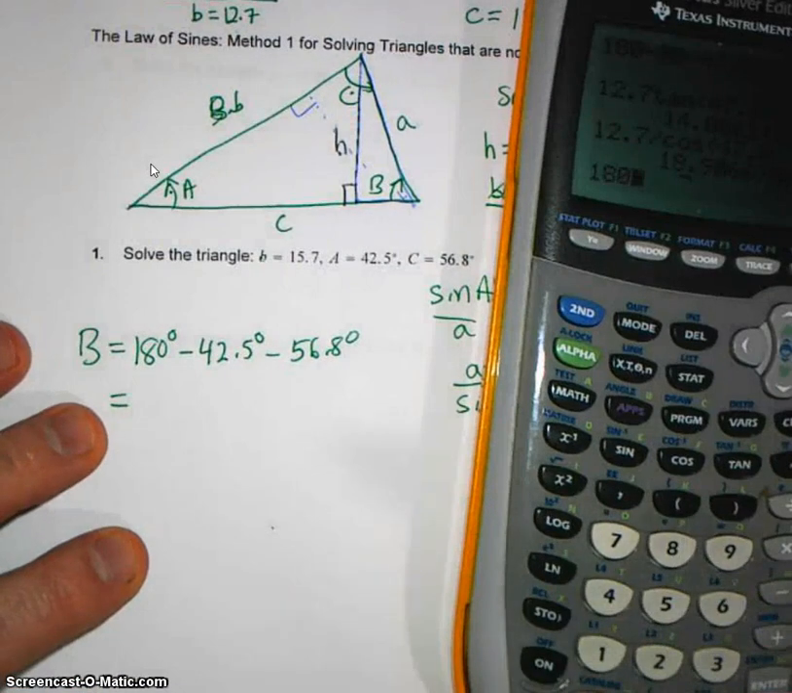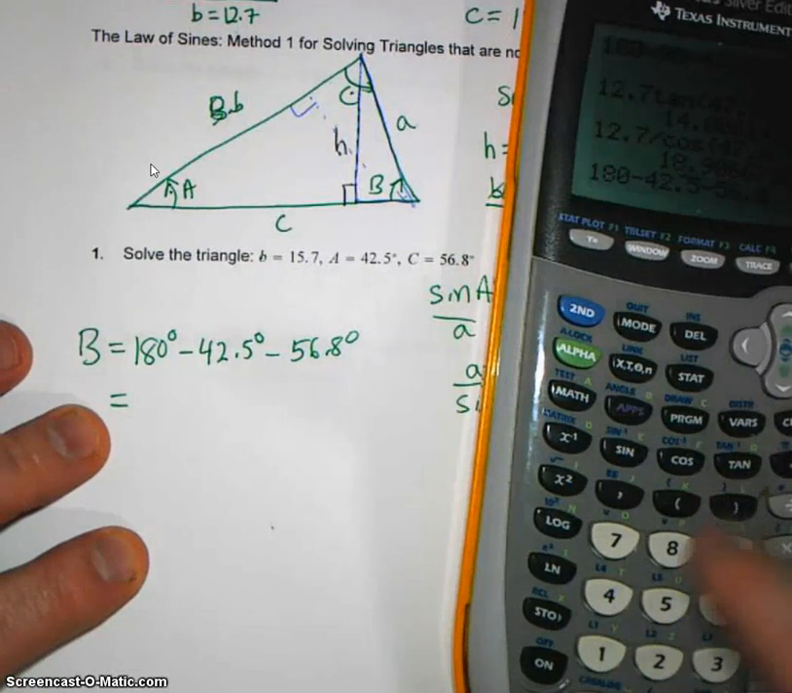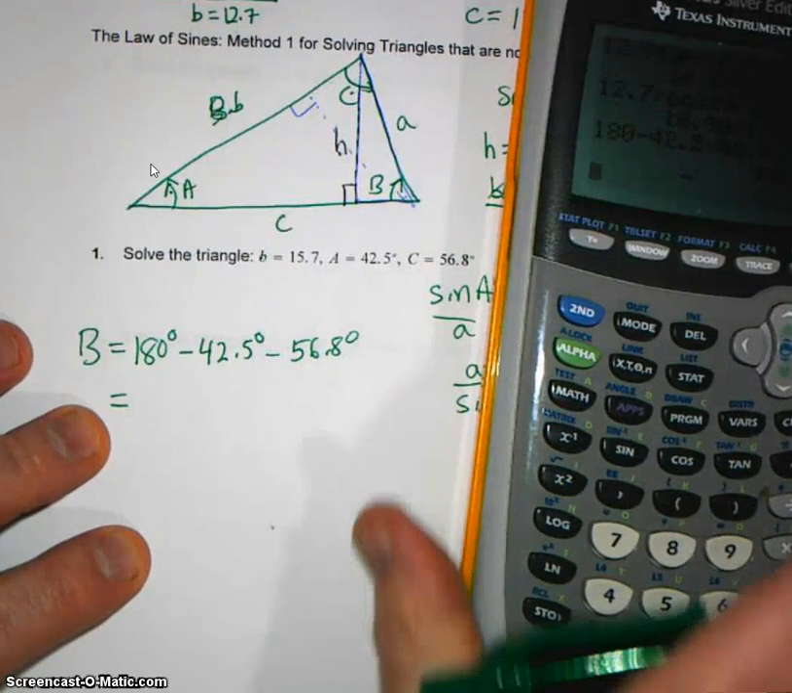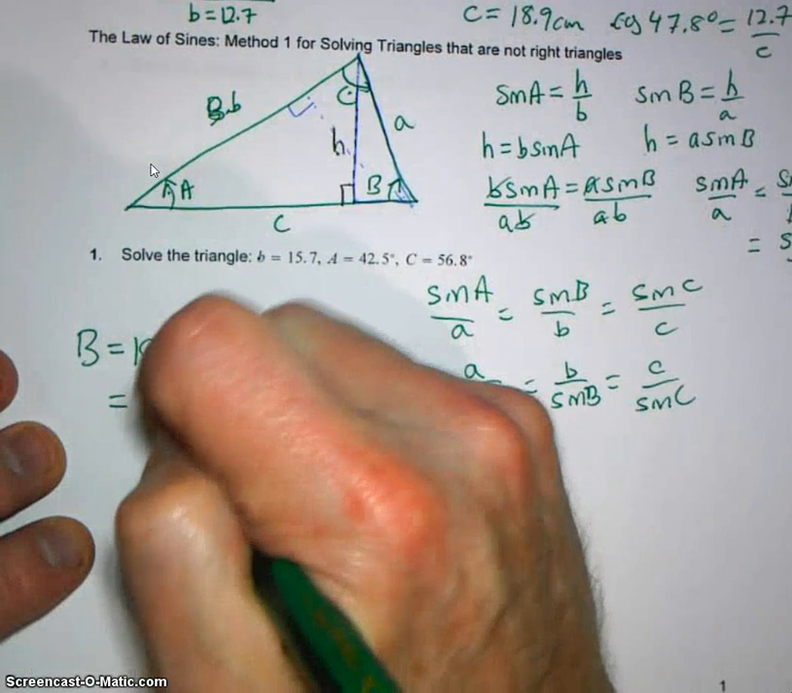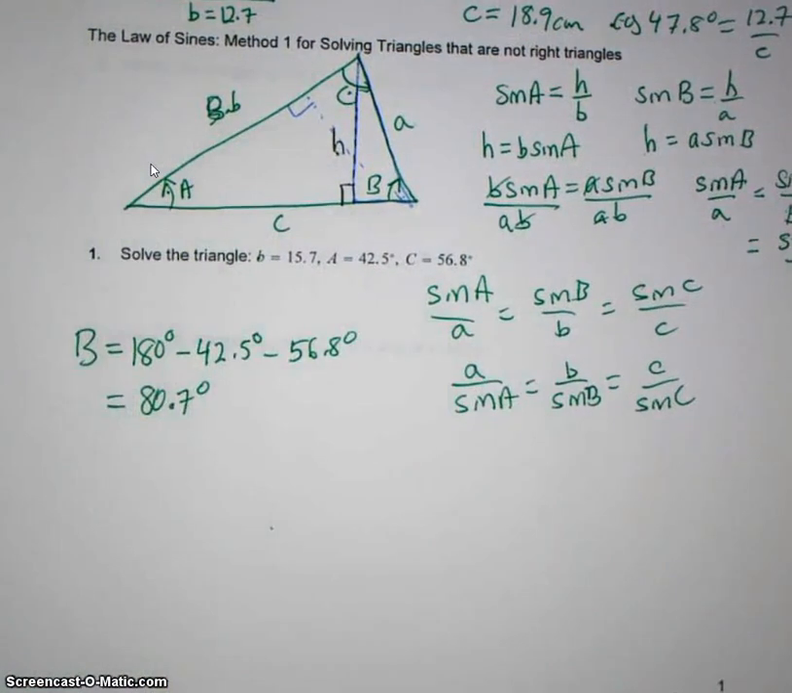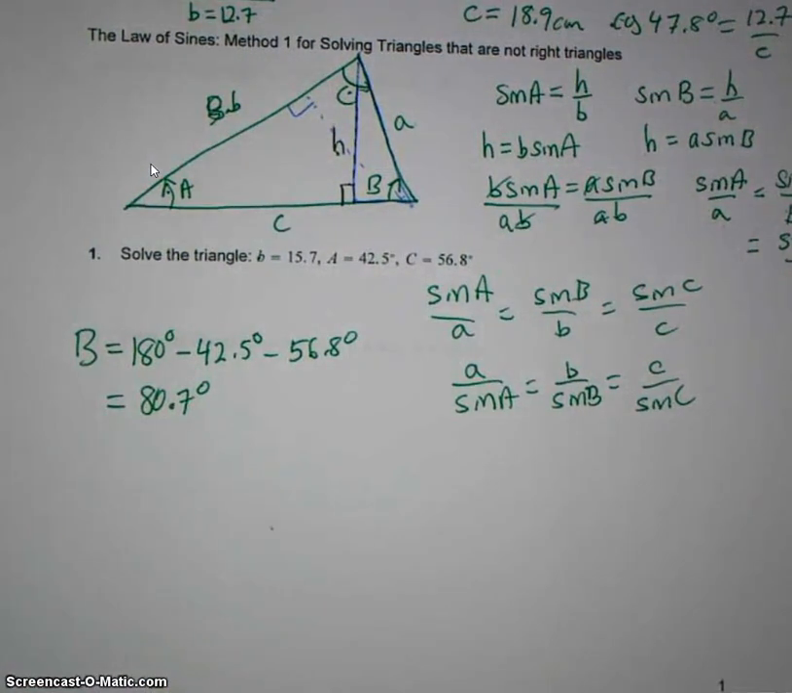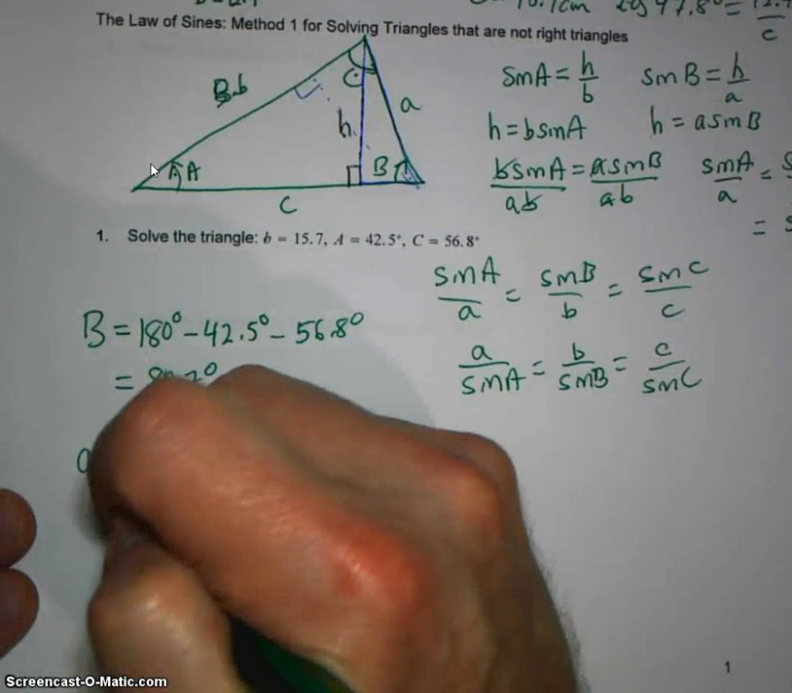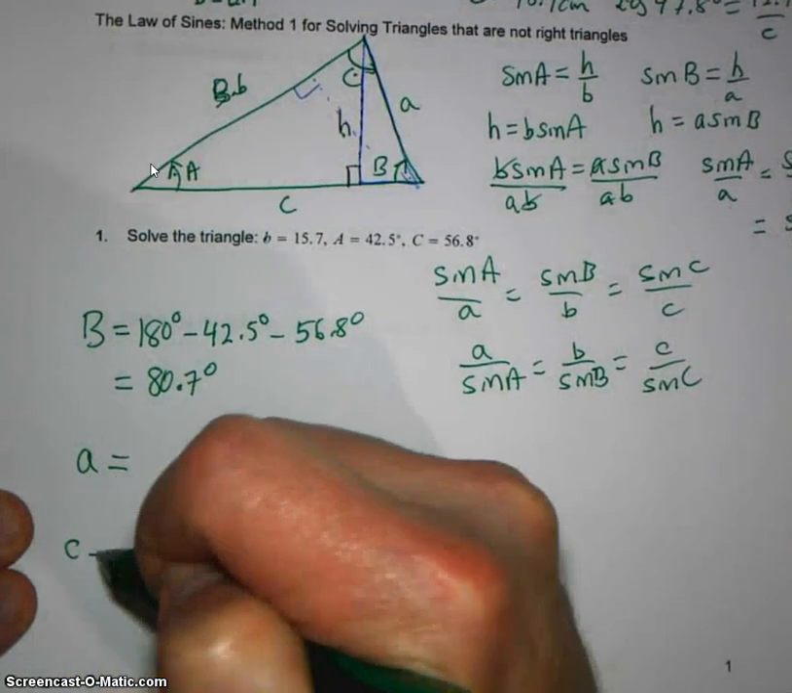180 minus 42.5 minus 56.8 is 80.7 degrees. All right, so I found big B. The other things I need to find are little a and little c.